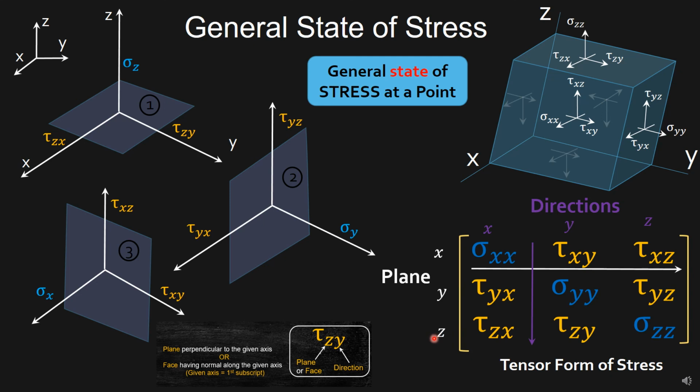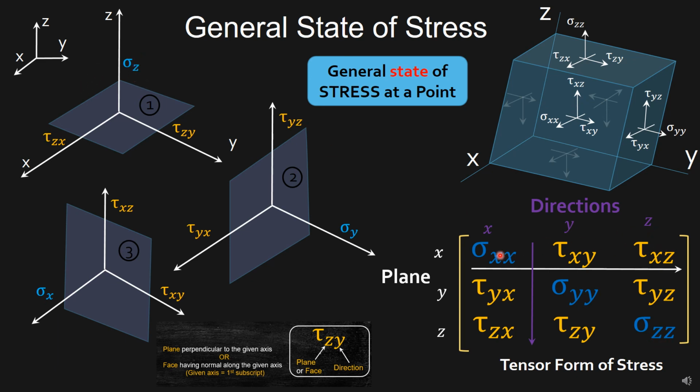Now consider the third row. Here the first element will be zx, second zy, third zz. Means the first subscript is z. So from these three planes you have to find the plane which has its normal along the z direction, and here it is plane number 1. So the components of this plane number 1 you have to write in the third row. First will be zx, which is a parallel component, so it is tau zx. The second one is zy, so it is tau zy. The third one is zz, so it is sigma zz.